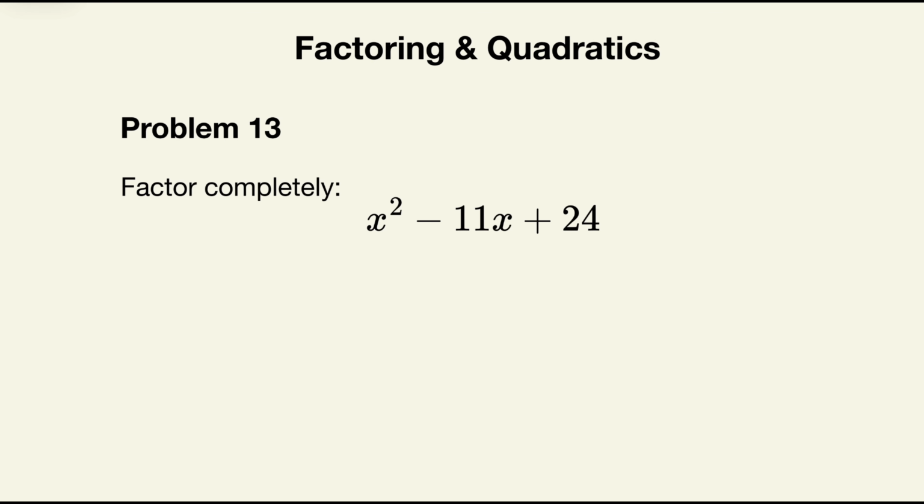negative 11. So the factored form is, and I'll write that here, x minus 3 times x minus 8. And that's the final answer.